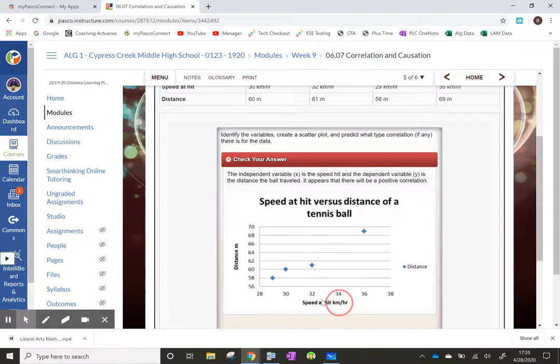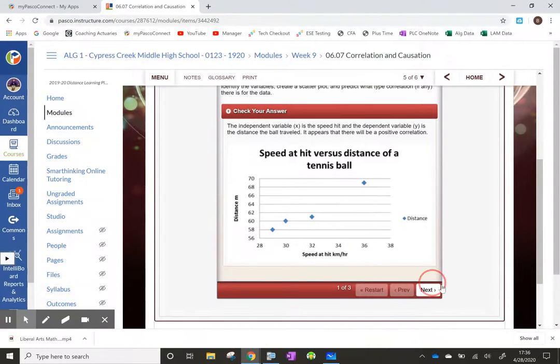Obviously, the information we could take out of this is that the faster he hits the ball, the further the distance it will go. Because if he hits it 29 kilometers an hour, it only went 58 meters. But when he hit it 36 kilometers an hour, it went almost 70 meters. So the faster he hits it, the further it goes. So that's what a scatter plot can do for us. We can plot these points on a scatter plot, and we can see that it trends upwards, and we can know there's a positive correlation there.